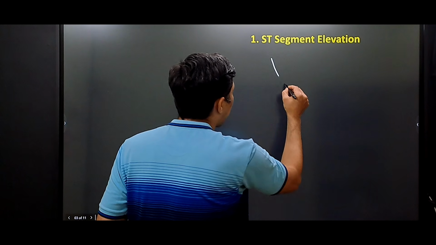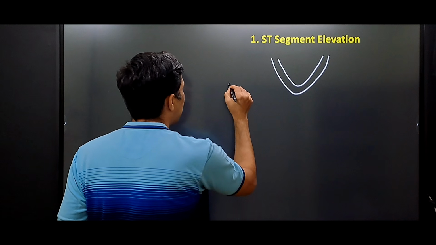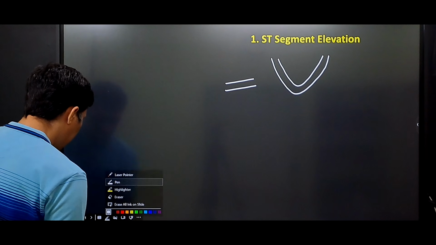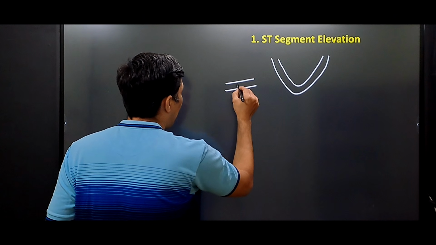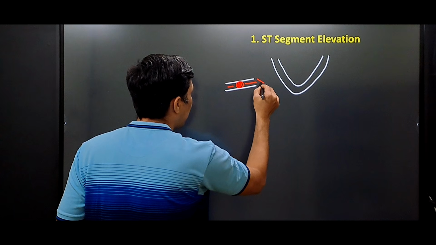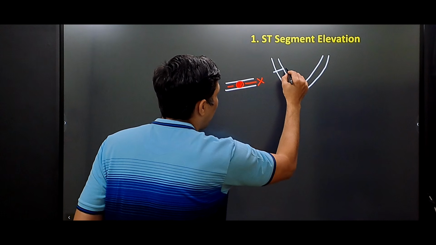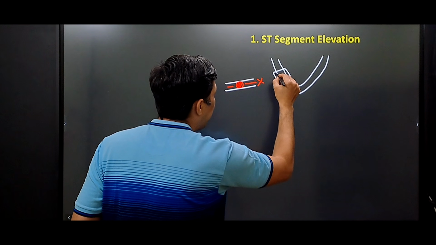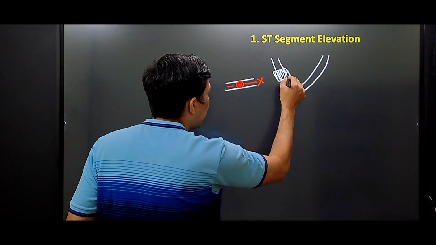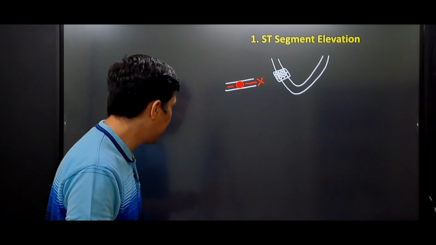So now consider that this is a wall of the left ventricle. And then this is the artery supplying a part of this left ventricular wall. Now there is a clot formation and the blood flow through this artery is completely occluded. Now what happens? The part of the ventricular wall that this artery was supplying gets completely necrosed, meaning the whole thickness of this wall gets completely necrosed, and this then represents as an ST segment elevation in ECG.